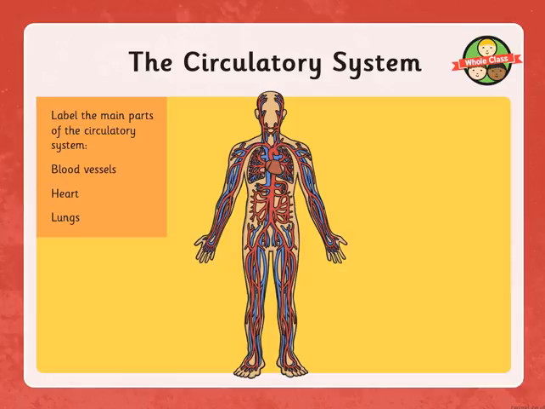Have a look at the three labels that I've put down the side: blood vessels, heart and lungs. On this diagram, can you locate them? Let's have a look to see where they are. Did you get them right?